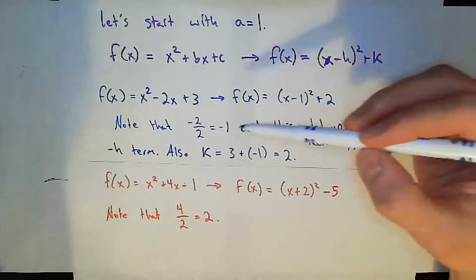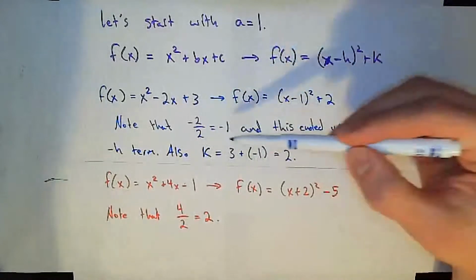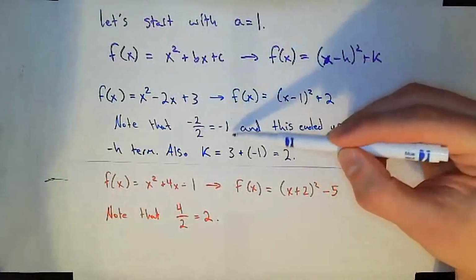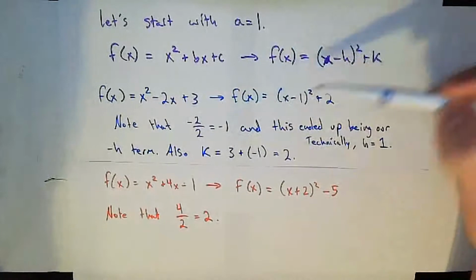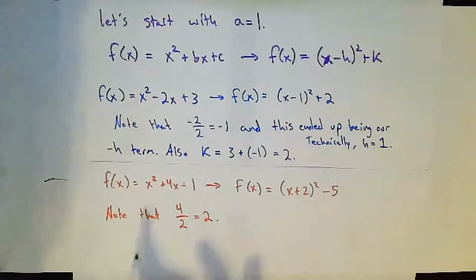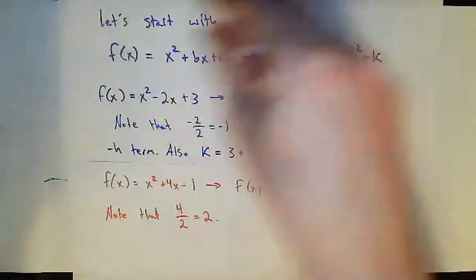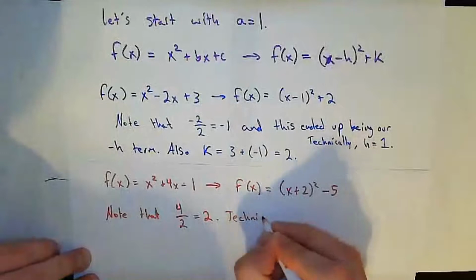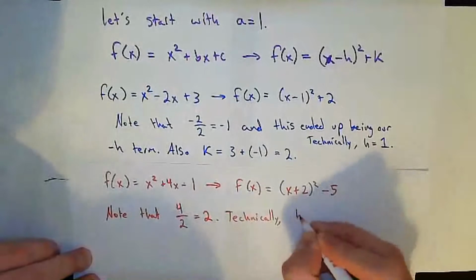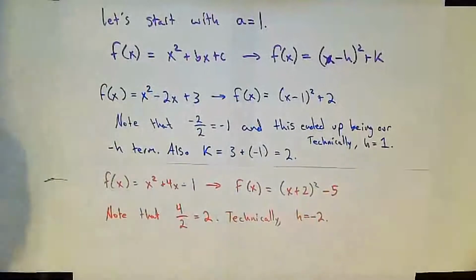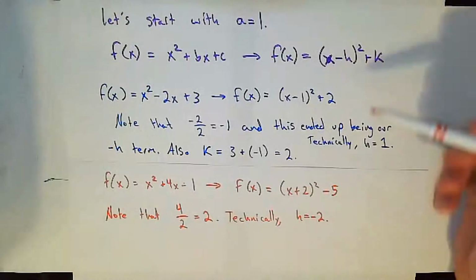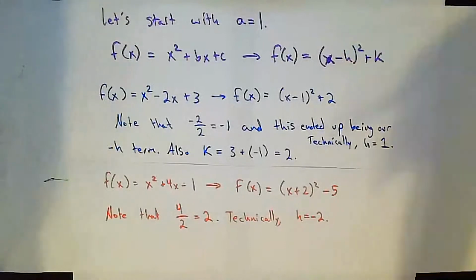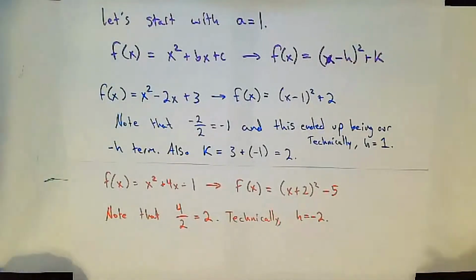But the point is that if you take half of the central term, you just end up with the thing already stacked in the parentheses, like x minus 1, or in this case, x plus 2. So technically, in this case, h is equal to -2 here, if we want it in this form where the inside has a subtraction built into the formula.